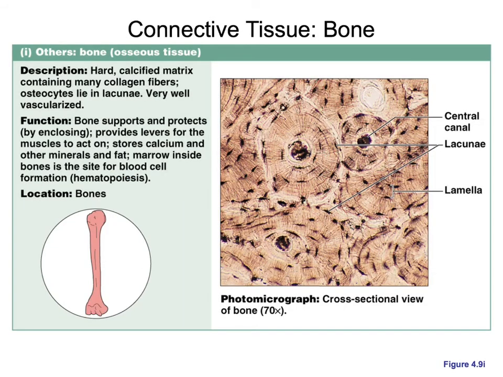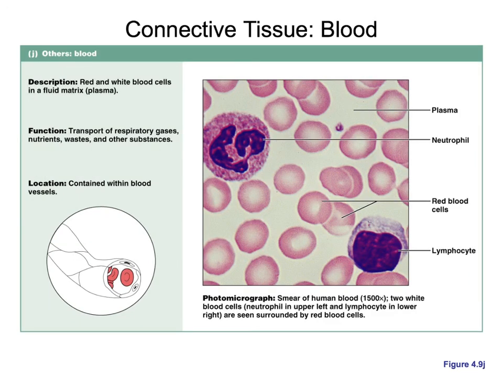And bone is fairly obvious. Again, some of the markers you have are your central canal, your lacuna with osteocytes not visible, and your matrix or lamella, which we talked about. Again, these lamella are in rings around that central canal. Again, you won't be zoomed in this much on our microscope images.